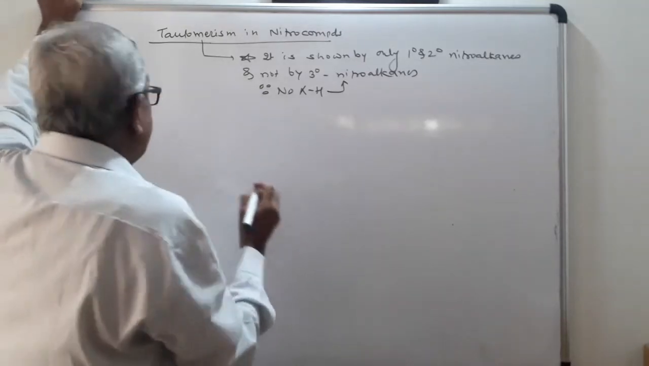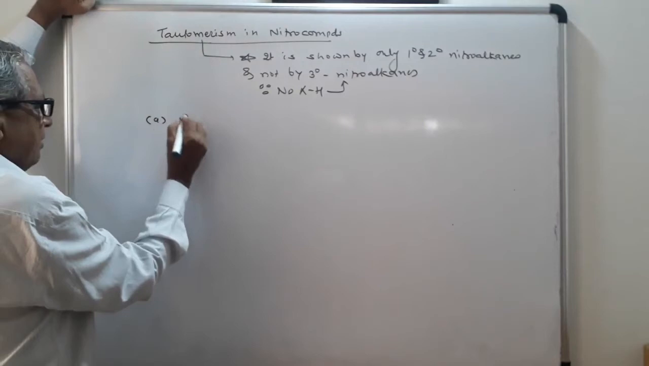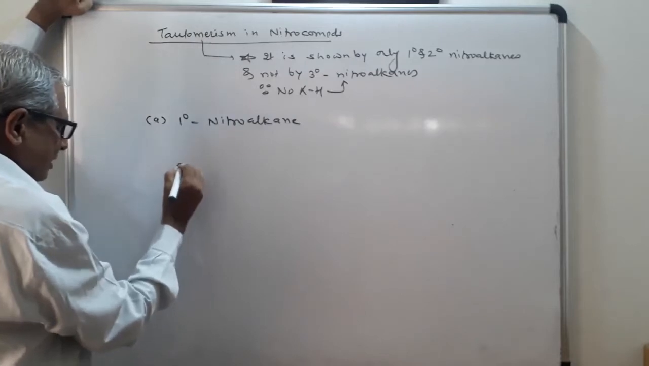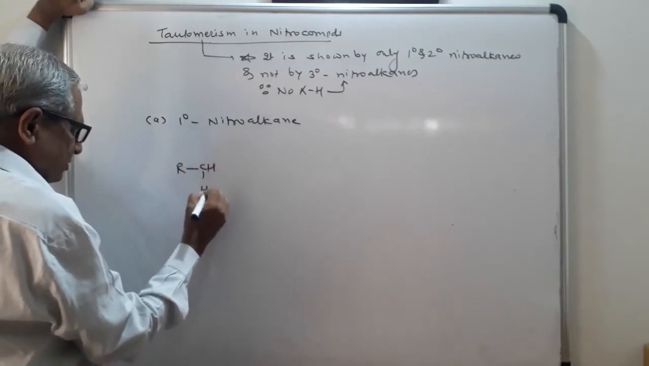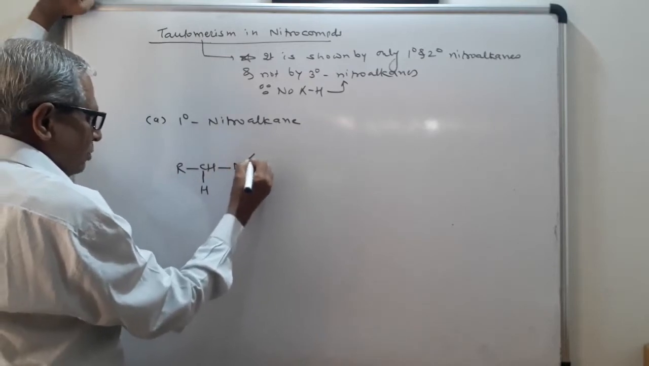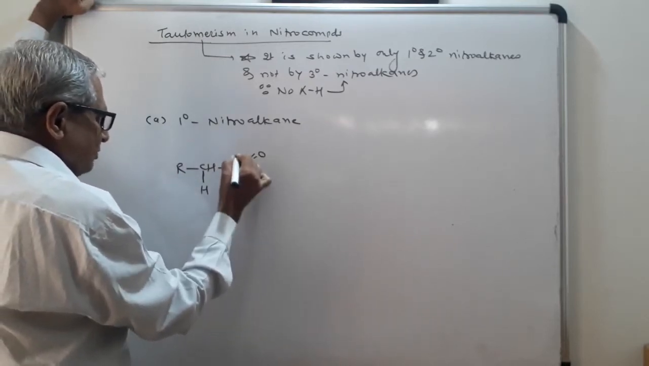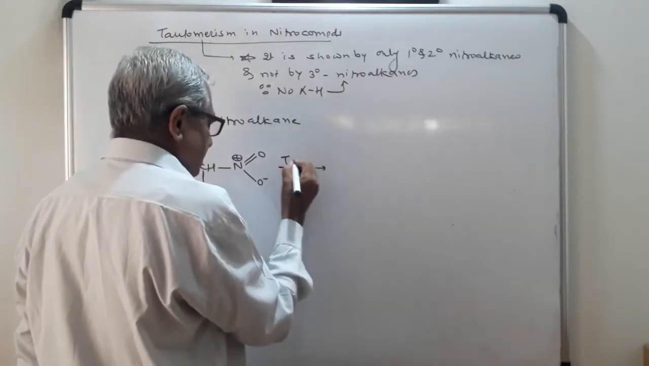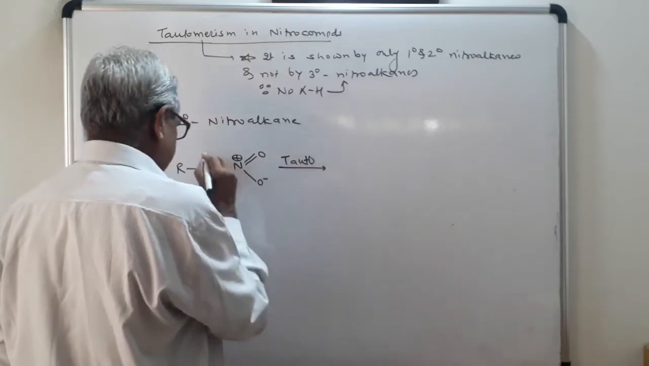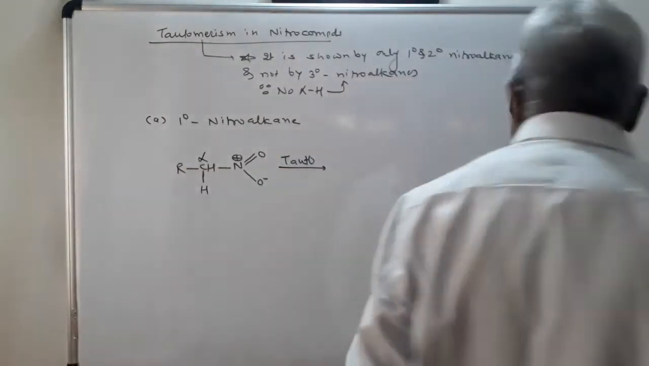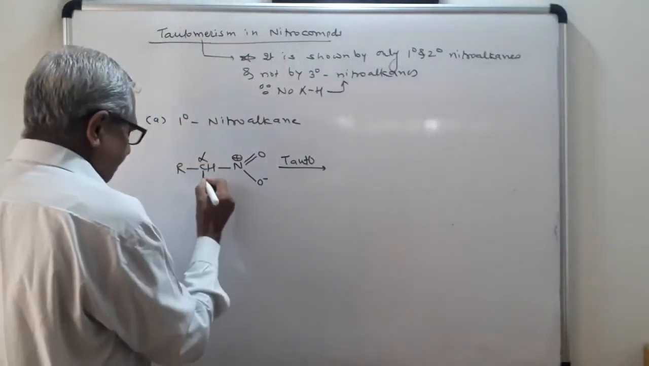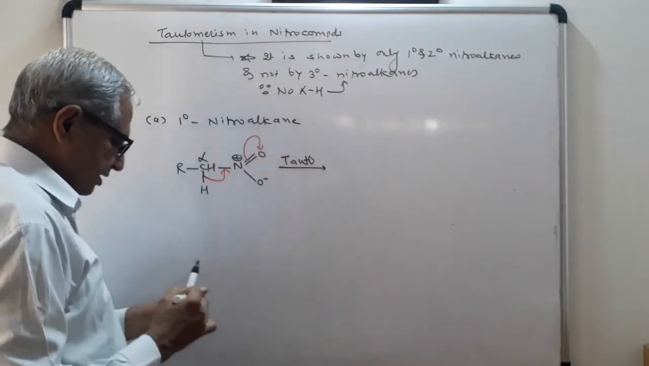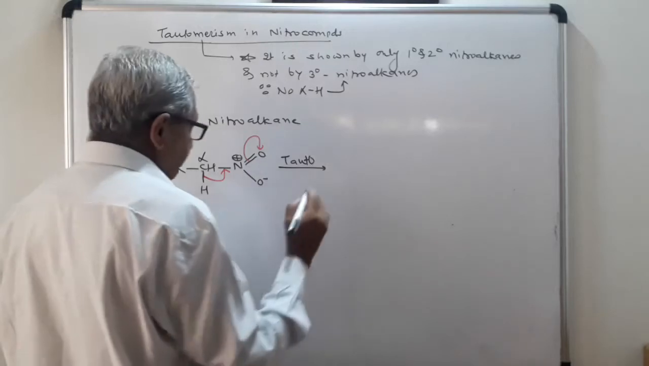So I will make here two parts. A part is primary nitroalkane. Primary nitroalkane has the formula RCH2NO2. This is the detailed structure of the primary nitroalkane. It shows tautomerism because it has an alpha carbon atom and alpha hydrogen atom. And see the tautomerism here. You will shift this one here. The hydrogen atom migrates from carbon to the doubly bonded nitrogen or doubly bonded oxygen atom.